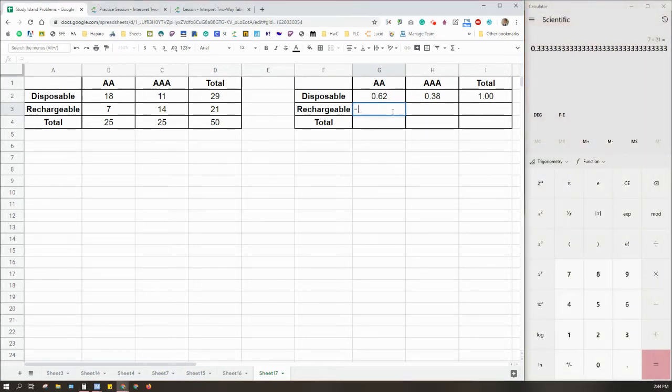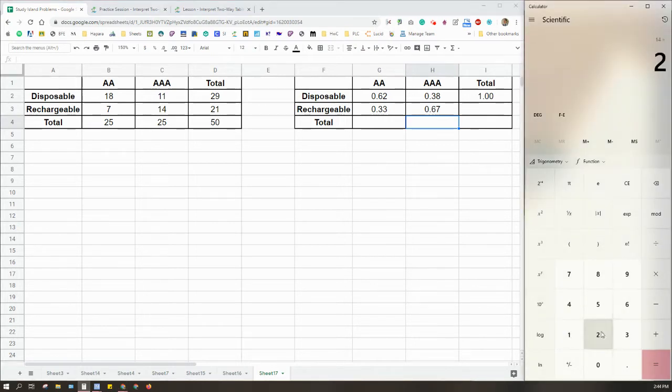Okay, so equals 7 divided by 21. And then 14 divided by 21, so equals 0.6 repeating, which rounds to 0.67. Again, 14 divided by 21 looks like that in your regular old calculator. It has a whole bunch of sixes until it finally rounds it off to a 7 when it runs out of places to show you. And then finally the totals, 25 out of 50 and 25 out of 50.